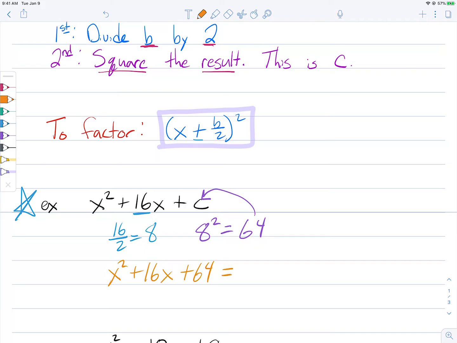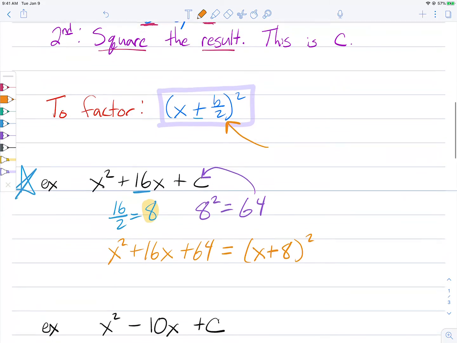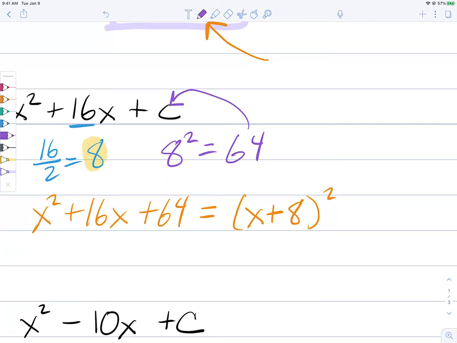Now, to get our factored answer, it's going to be a trinomial square, because that's how I created it. It's an x plus b divided by 2. When I divided b by 2, I got 8. So I'm going to say x plus 8 squared. Let's double check that quickly. If I multiply x plus 8 by x plus 8, I get x squared, 8x, 8x, and 64. Adding 8x with 8x gives 16x. There's my x squared, there's my 64. Yes, I did indeed factor that correctly.